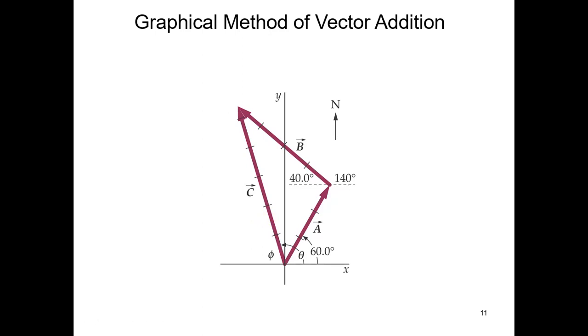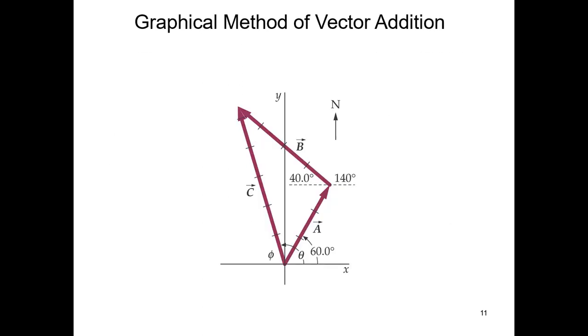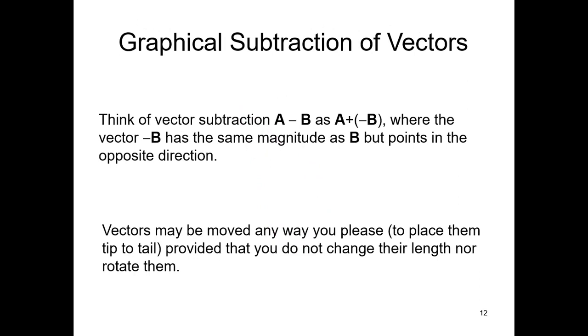So we will get the resultant vector c. This is our graphical method of vector addition. Now see the graphical subtraction of a vector. Think of a vector subtraction a minus b as a plus minus b, where the vector minus b has the same magnitude as b but points in the opposite direction. It means the direction is shifted to the opposite direction.